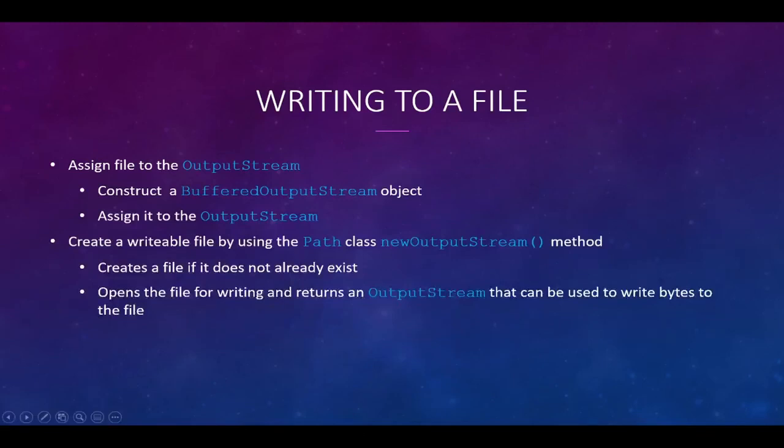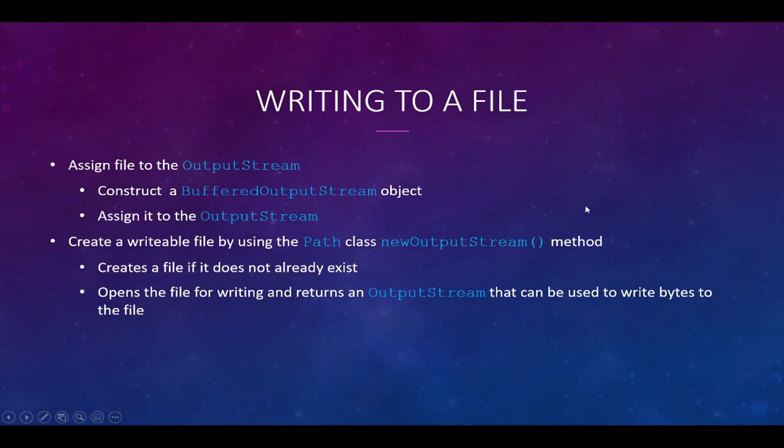Now, writing to a file, first you're going to have to assign the file to the output stream. Then you're going to have to create a buffered output stream object, and then assign it to the output stream. Remember, we're dealing with these abstract ideas that we talked about a couple classes ago. So you're going to create your file by using the path, and we're going to use the method new output stream.